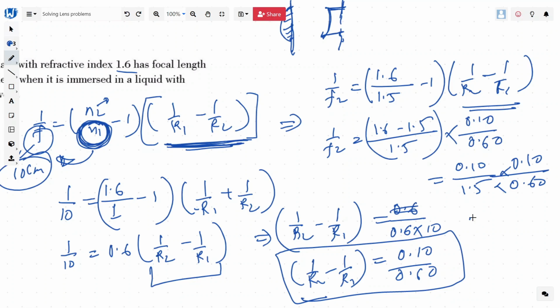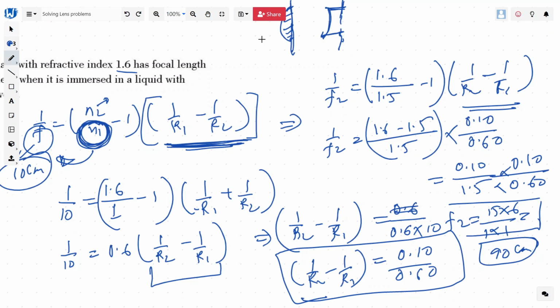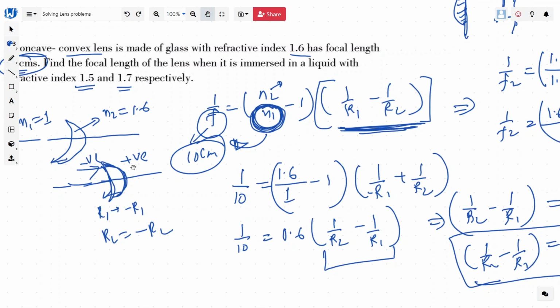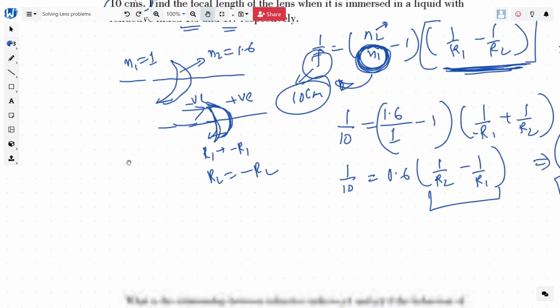Okay, and when you solve that, basically it's 15 into 6 divided by 1 into 1, and that is going to be equal to 90 centimeters. Okay, so the f2, the 1 by f, right? F is going to be 90 centimeters. This is our f2. You reverse that, right? So f2 is going to be 90 centimeters where it is immersed in a liquid with refractive index 1.5.